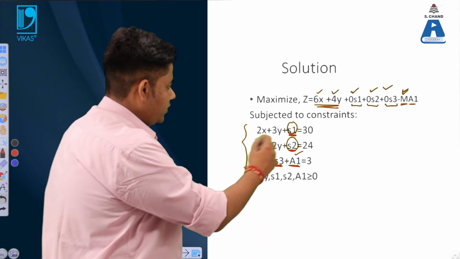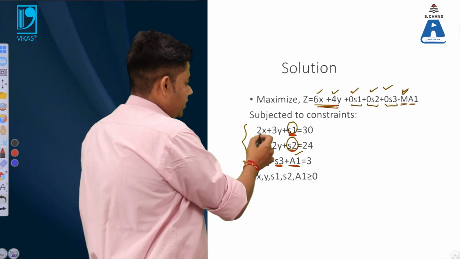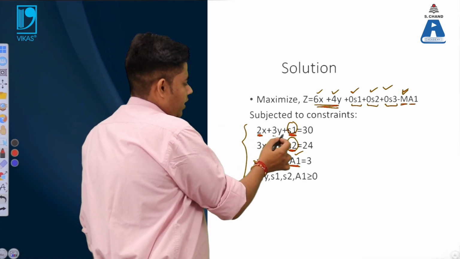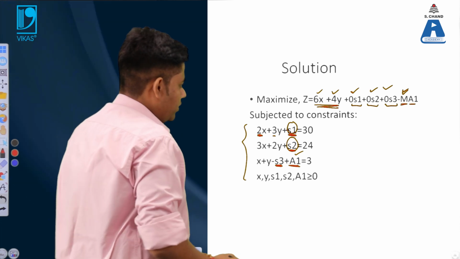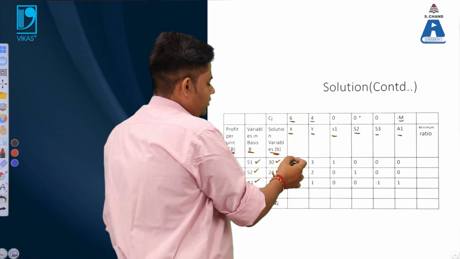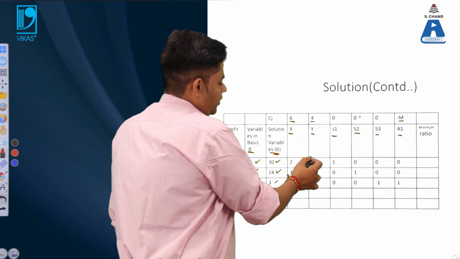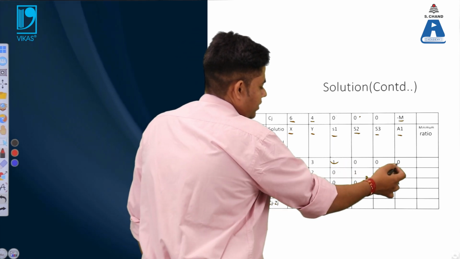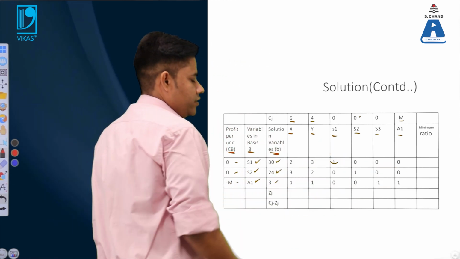And for the rest of the elements, I have to look at the constraint equation. Like for the first one, the constraint equation's coefficients are 2, 3 and 1. So I have to substitute them accordingly in these places. The equation was 2x1, so the coefficient of x is 2, the coefficient of y is 3 and the coefficient of S1 is 1, and the rest of the things are 0. Similarly for the second and the third equation.